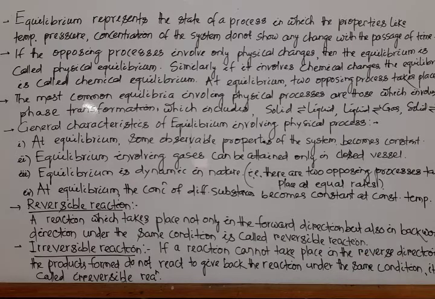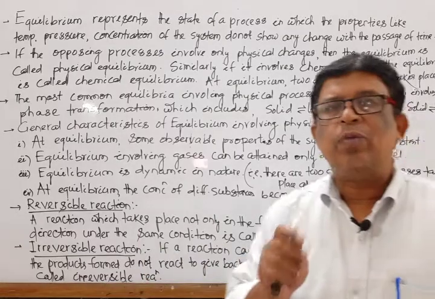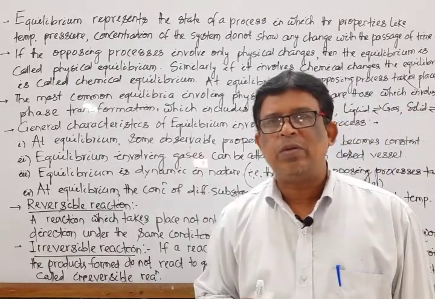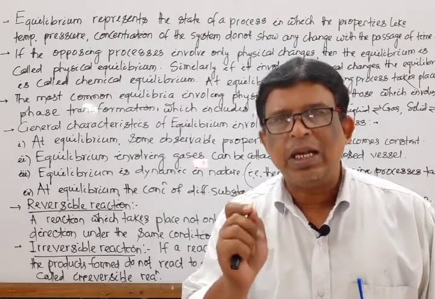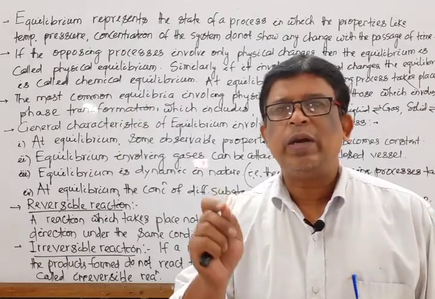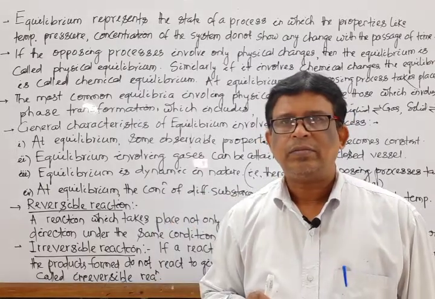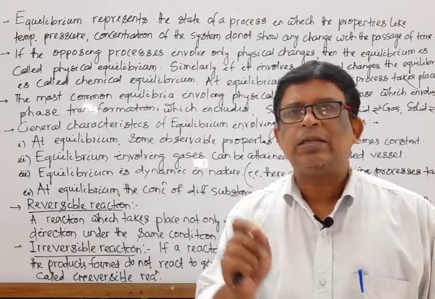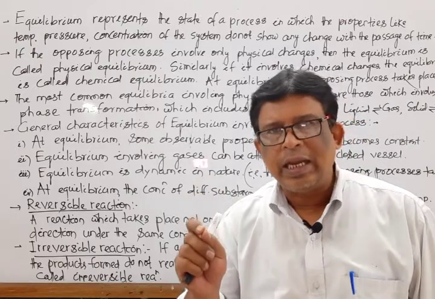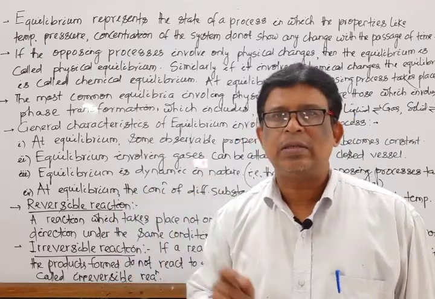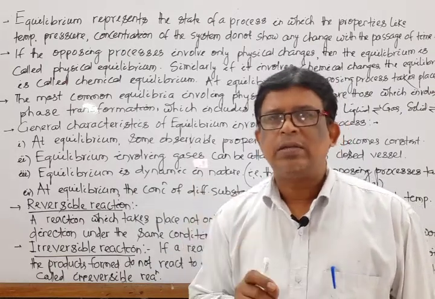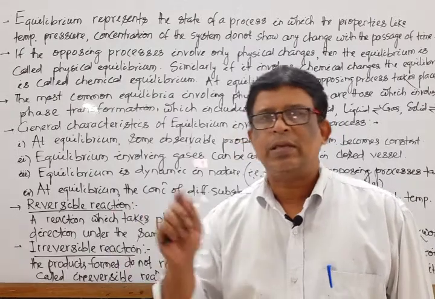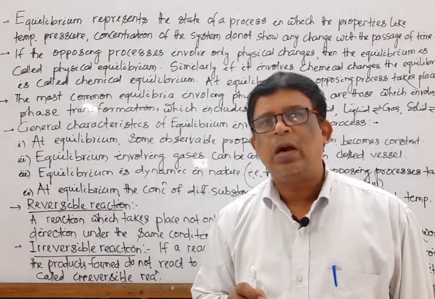as a reversible reaction. Next, what are some examples of reversible reaction? Note down some examples. N2 gas plus 3H2 gas gives rise to 2NH3 gas. Then PCl5 gas, reversible sign, PCl3 gas plus Cl2 gas. Next, H2 gas plus I2 gas, reversible sign, 2HI gas. These are some examples of reversible reaction.